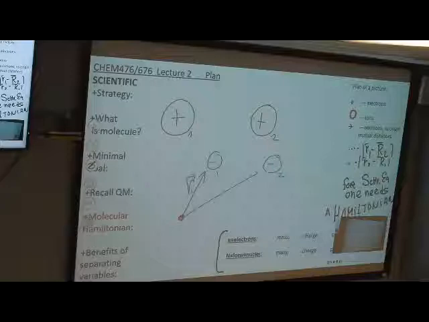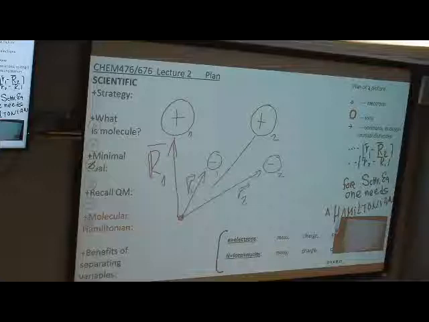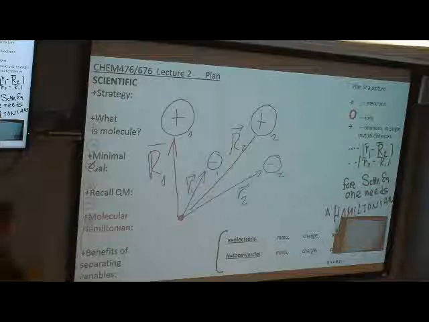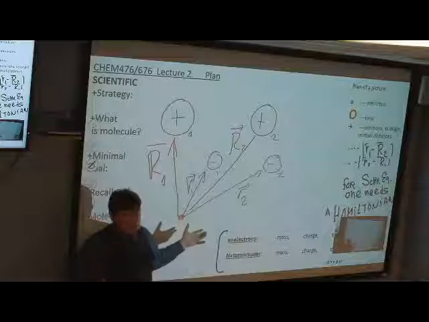R1, R2, right, for electrons. And for nuclei, it will be R capital 1, R capital 2. Good. So each vector has 3 components, 4 vectors, 12 components. Right. So, to some extent, it is a model of a hydrogen molecule. Good.